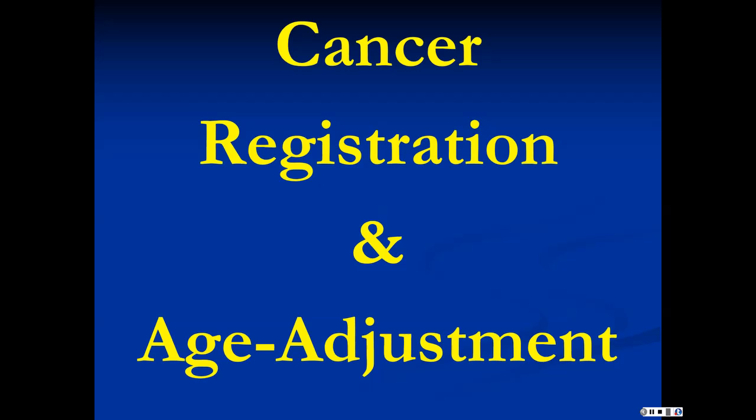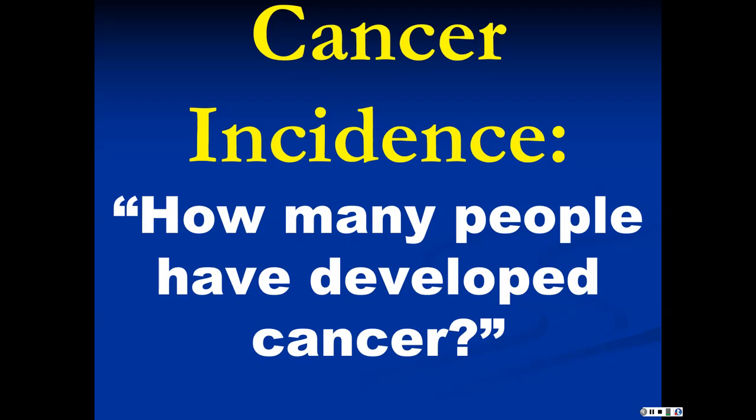When we think about comparing cancer rates in different states or counties or cities or even smaller geographic areas, we often want to know, does my area have more cancer than the state as a whole or the country as a whole? In order to make comparisons like that, we have to first have the cancer data, and that's where cancer registration comes in, and we have to adjust the cancer case counts based on the age of the population, and that's where age adjustment comes in. So I'll explain both of these concepts.